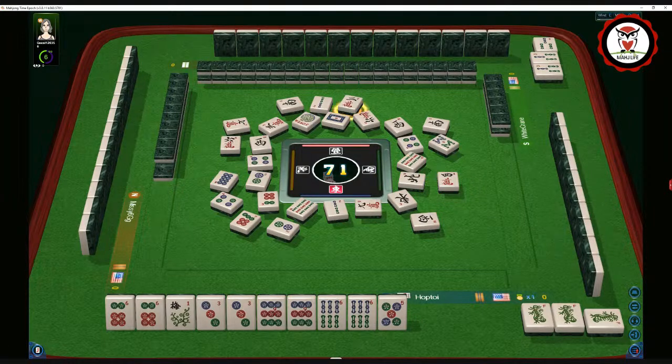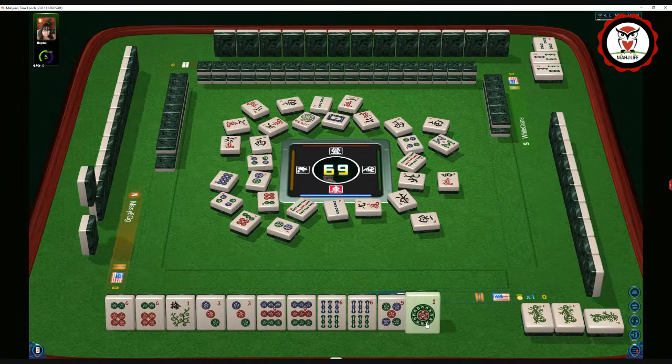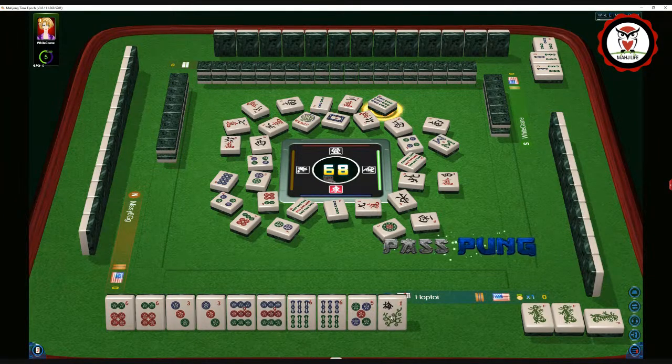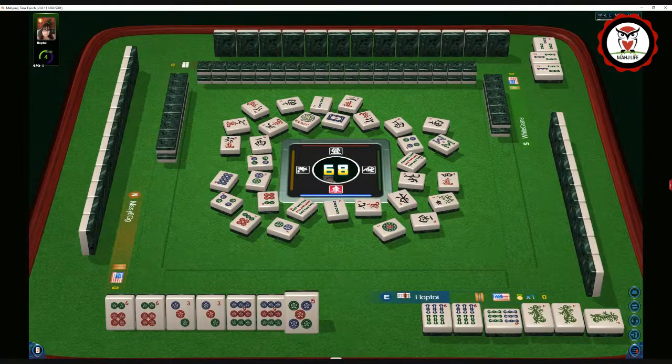2 characters. 2 characters. 1 dot can go. 1 dot. We can pung the 6, but we need help with our 3, 9. We're committed. So this 6 bamboos or this dragon. Oh yeah, we're gonna pung. Pung. And we'll let the flower go. That's a flower, not a dragon.